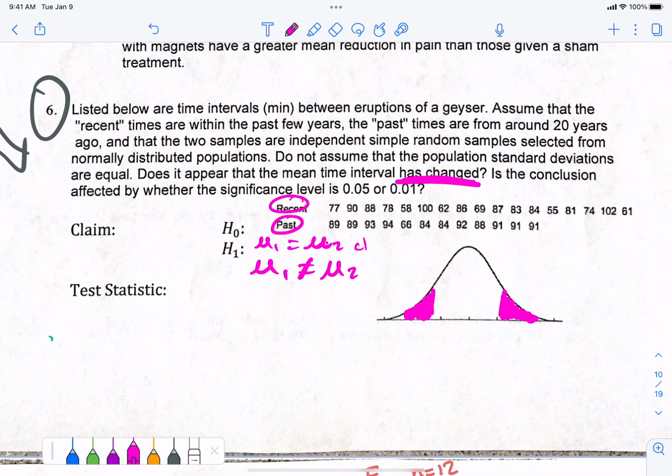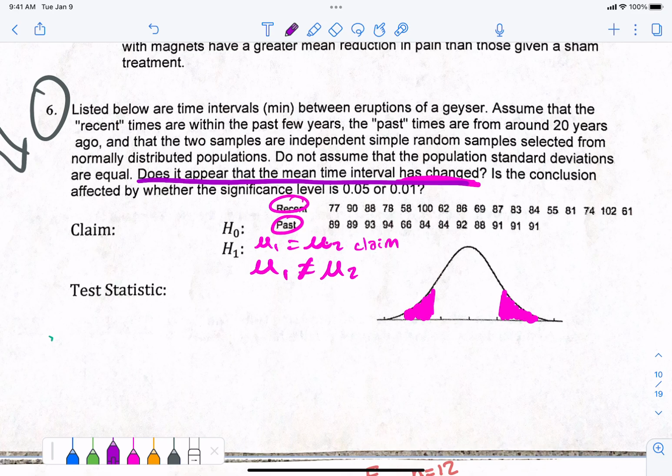I don't know, probably the top one. Has changed. We're going to claim that it has not changed. Wait, we're going to go with the claim being the top one. Okay. But they're going to ask you in particular, after you've done your fail to reject, claim true, false, whatever, make sure you answer these questions. Does it appear that the mean time intervals have changed? So at the end, put yes change, no change.